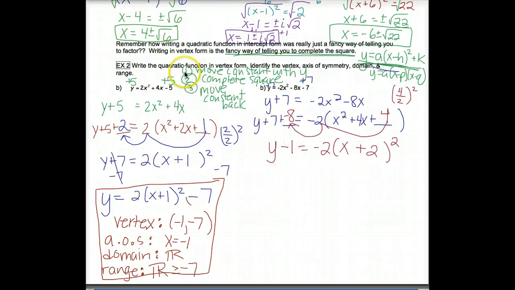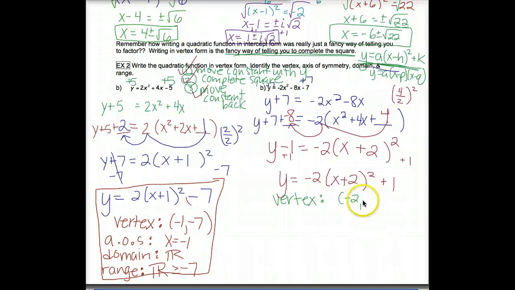Last step, so I moved the constant. I completed the square. Now I need to move the constant back, so add the 1. So I've got y equals -2 times (x plus 2) squared plus 1 as my vertex form. Once I've got vertex form, you should be able to identify all of these things. So vertex, (h, k), change the sign here, keep the sign here. Axis of symmetry, AOS, x equals whatever the x coordinate of the vertex is, so -2.